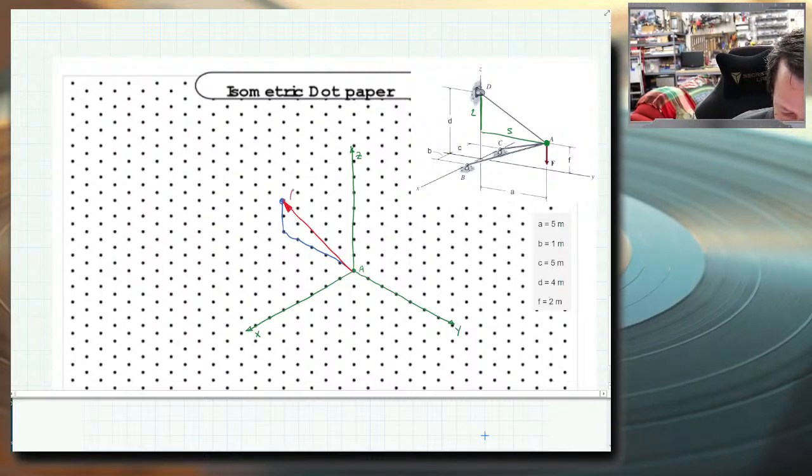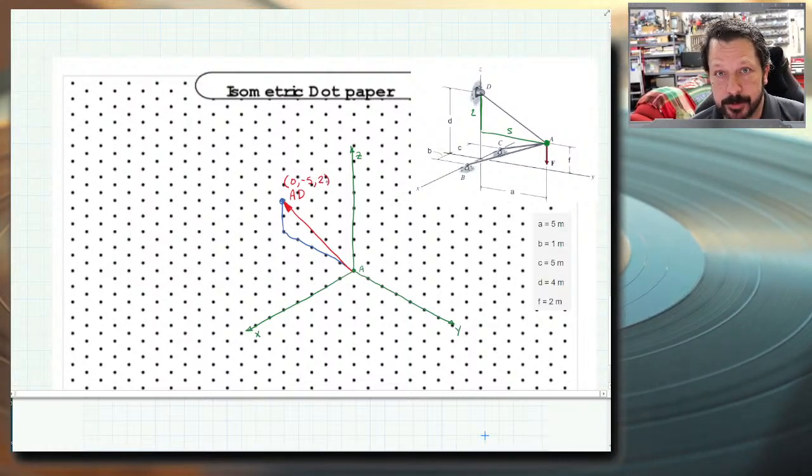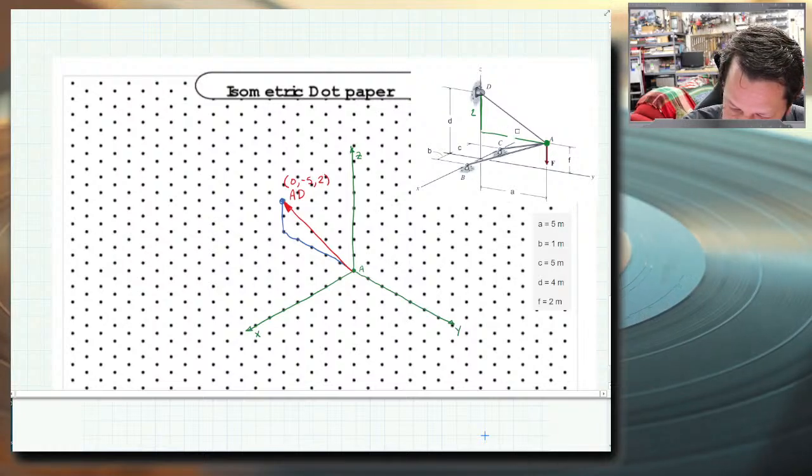So we'll just call it AD. And its coordinates are x is 0, y is -5, and z is 2. Okay, so that's probably the most straightforward one. Let's get these off of here.